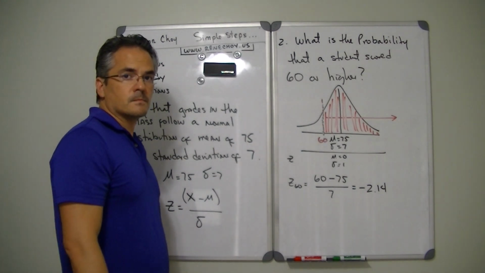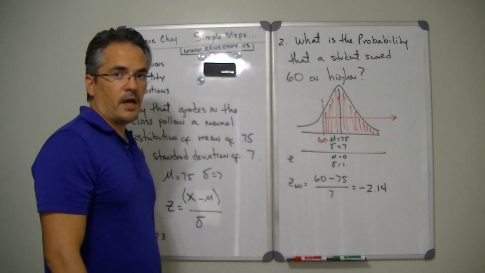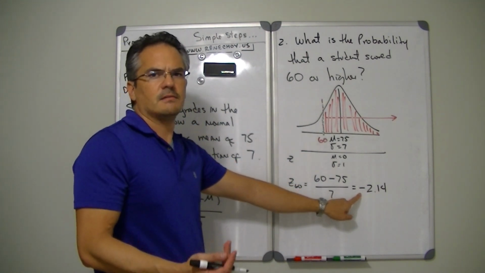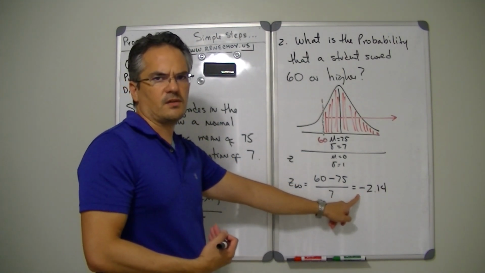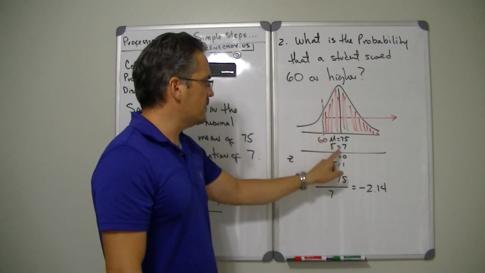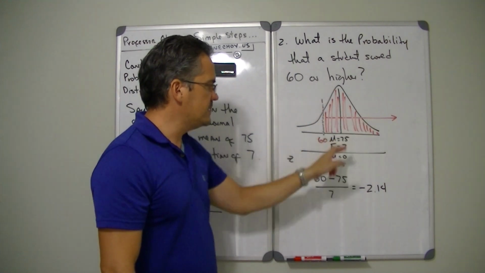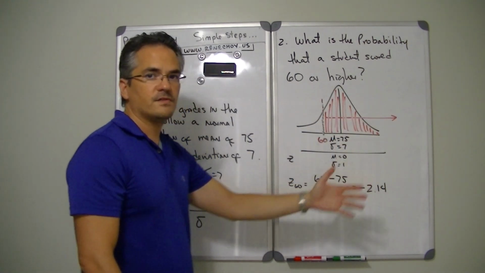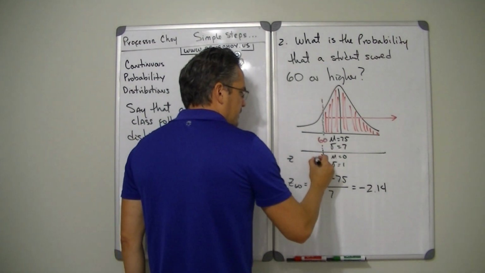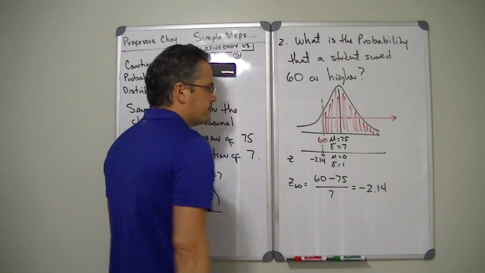Good so far? Negative 2.14. Now, the negative sign in this case doesn't really mean that this is bad. It just means that it's to the left of the center. So when you get a negative z, it just means that you're left of 0. And when you get a positive z, it means that you're right of 0. So this 60 is negative 2.14.